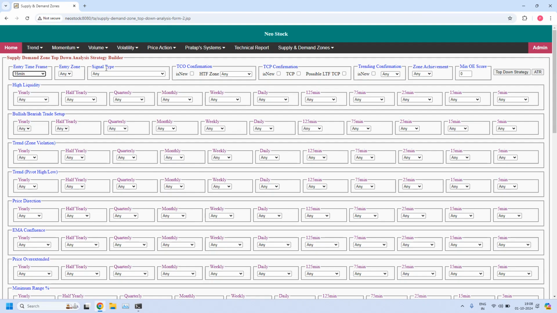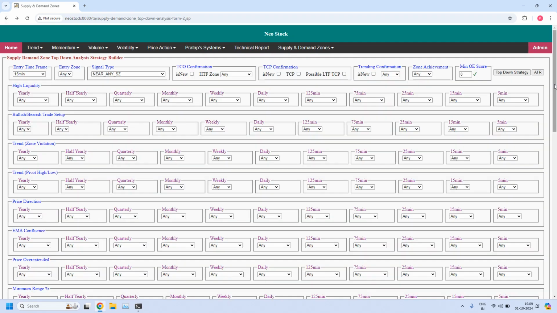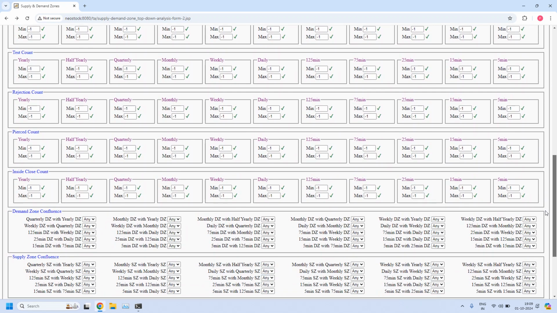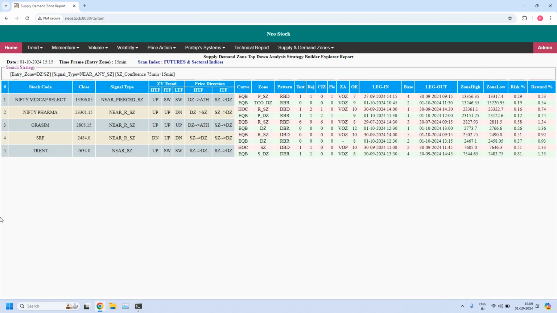For the 15 minutes time frame, let us find the stocks near the 15 minute supply zone. 6 stocks are filtered. Let's verify if any of these 15-minute supply zones have a zone confluence with the 75-minute supply zone. So in the supply zone confluence, I am enabling the filter 15-minute supply zone with 75-minute supply zone confluence. Let's filter. So these 5 stocks are filtered. That means all these 15-minute supply zones are part of the 75-minute supply zones.